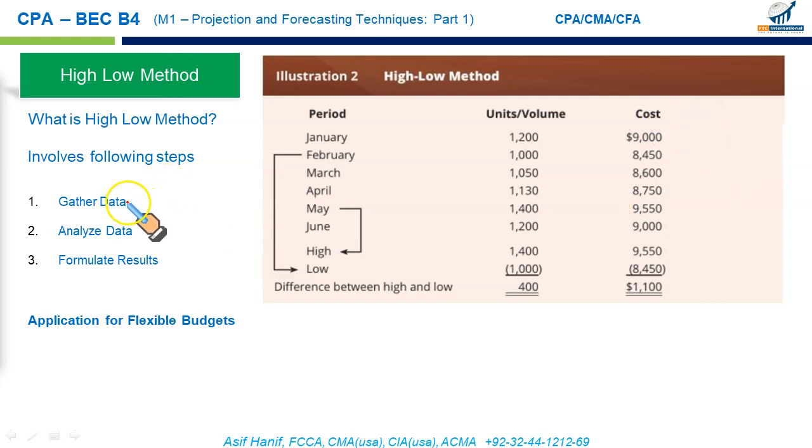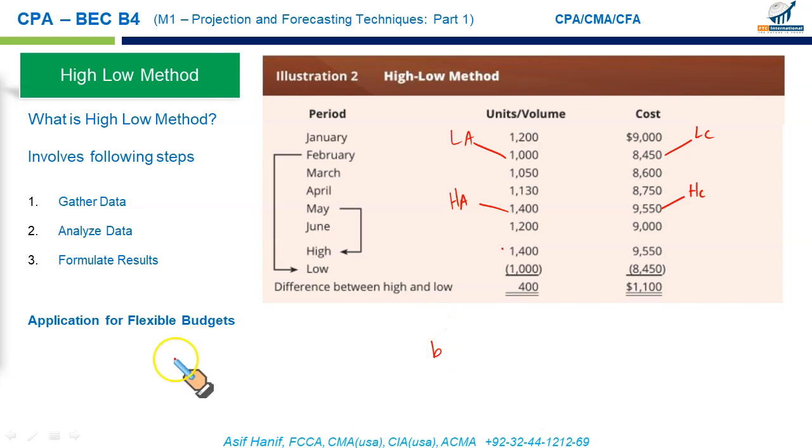So following the steps, gather data, which we have, then analyze data. You need to analyze the data for 2 things. Highest activity, that is the highest number of units produced, that is 1,400 right here. That is the highest activity, and this is the cost at the highest activity. Call it the highest cost or the high cost. Then you need to identify the lowest activity. This is the lowest activity, and this is the cost at the lowest activity. Call it the low cost. Then apply this formula to determine b.